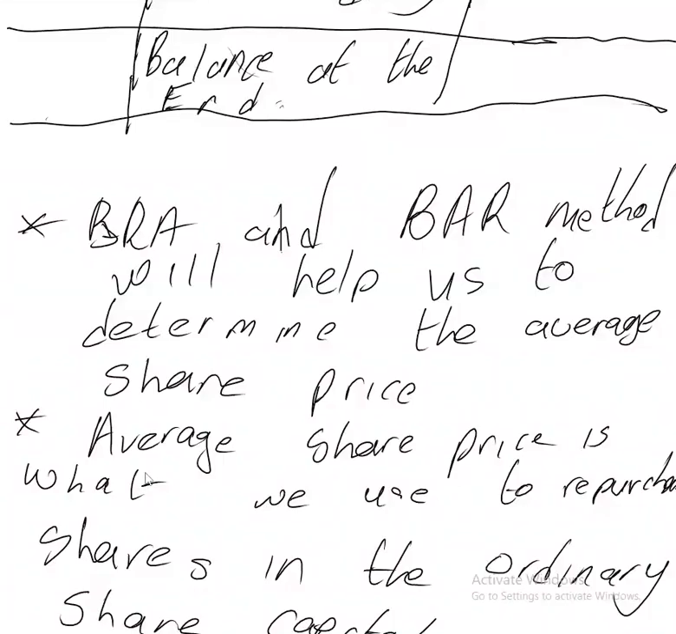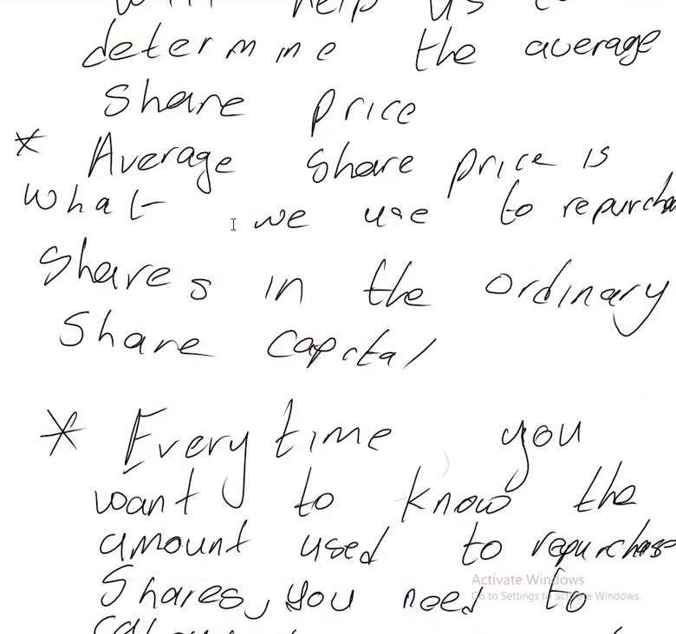So the average share price, as we said, is what we use to repurchase shares in the ordinary share capital. Whenever I'm repurchasing in the ordinary share capital, I will always be repurchasing using the average price. The I that I'm using here is the company. In accounting, I like to put myself in the shoes of the company or the business, hence why I keep on using the word I, right? So the average share price is what we use as the company to repurchase shares in the ordinary share capital, right?